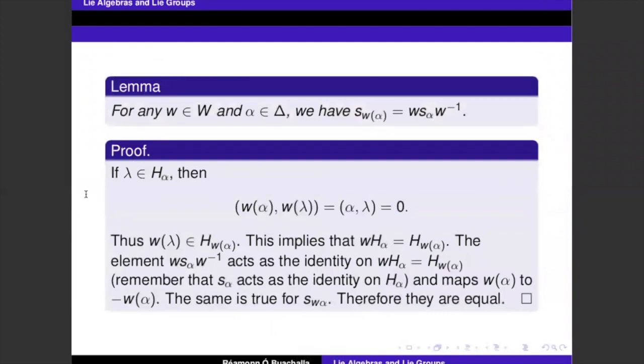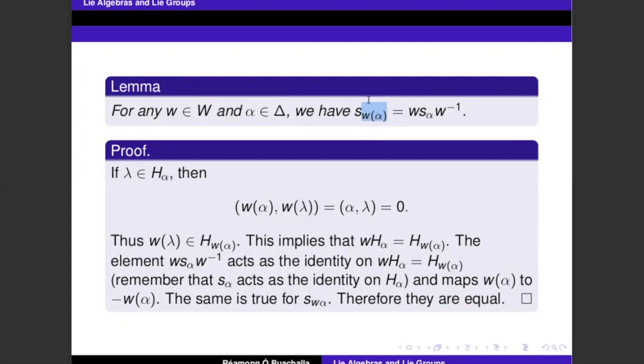There's another useful identity. So whenever we have a small w in big W, and we have an alpha in the root system, then if we take the reflection given by, remember, W permutes the roots.